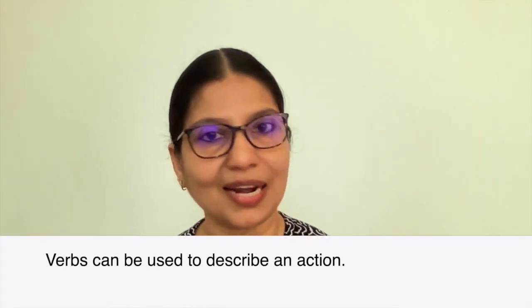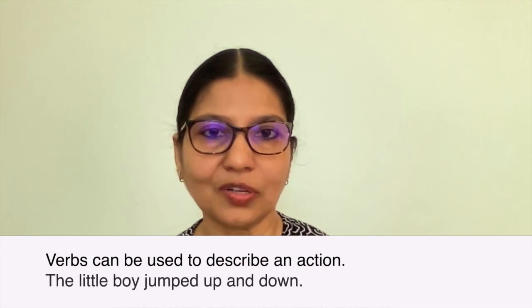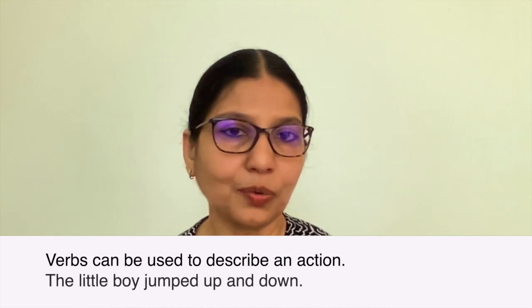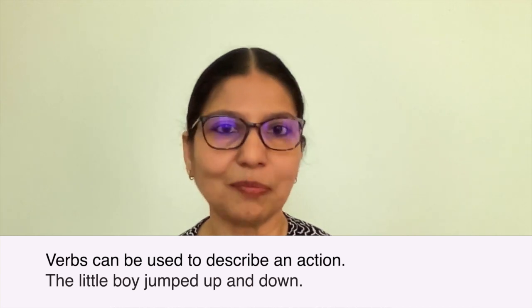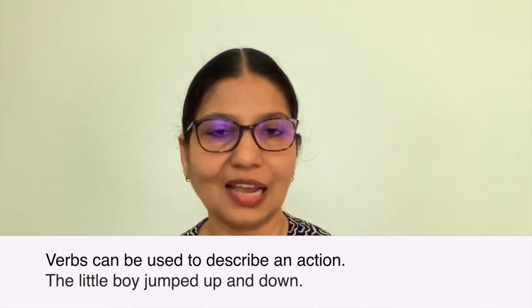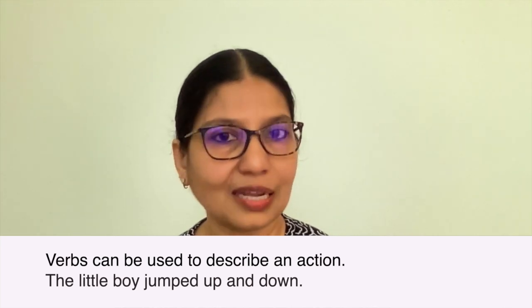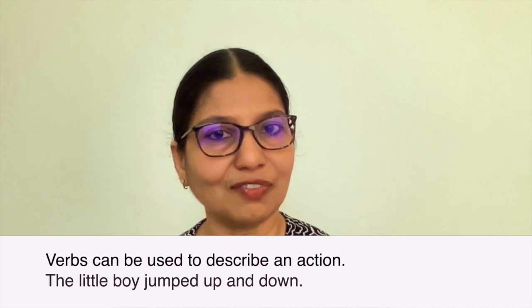As I told you, a verb can be used to describe an action. For instance, in the sentence, the little boy jumped up and down, we know that the subject is the boy because he is the one who did the action. And what is the action that he did? He jumped up and down. So that is a verb, and here the verb refers to a physical activity.